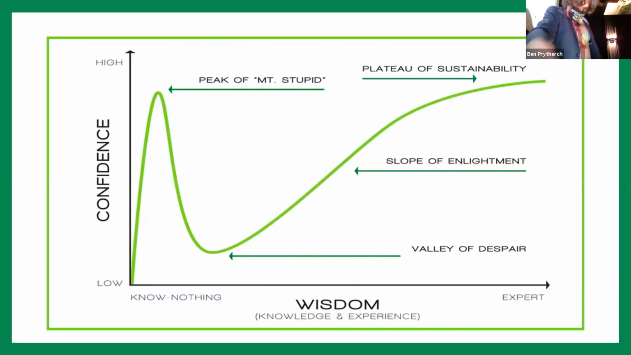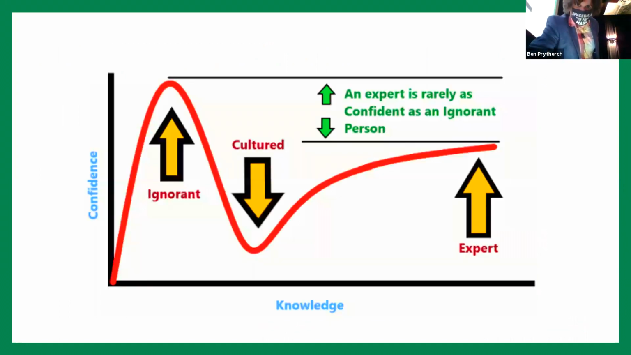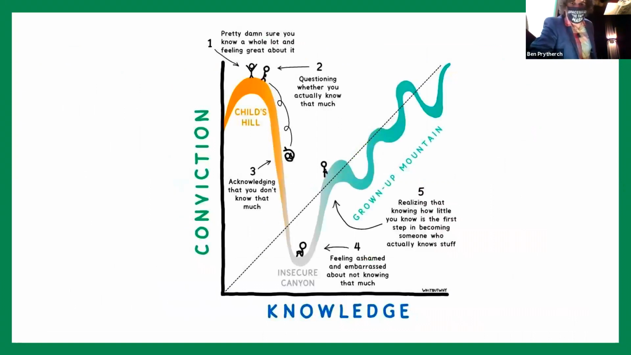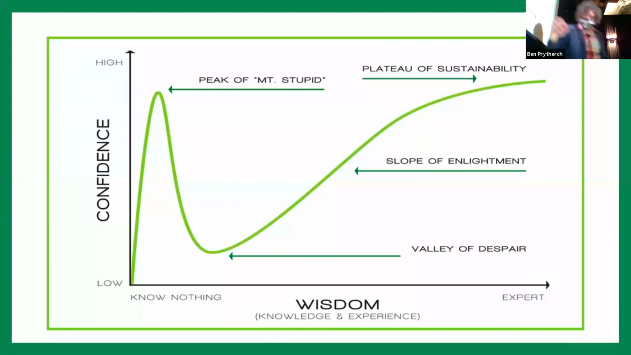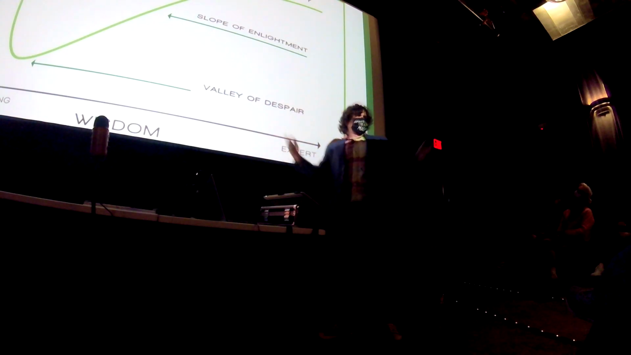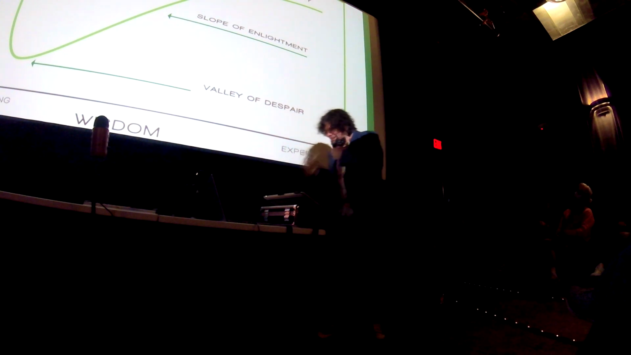Let's see. Okay, we've got wisdom, confidence. We got the peak of Mount Stupid over there on the left, and then we've got the Valley of Despair. Which do I like better? Do I like the Insecure Canyon or the Valley of Despair? And then we go up the slope of enlightenment to a plateau of sustainability. I don't know what that means.